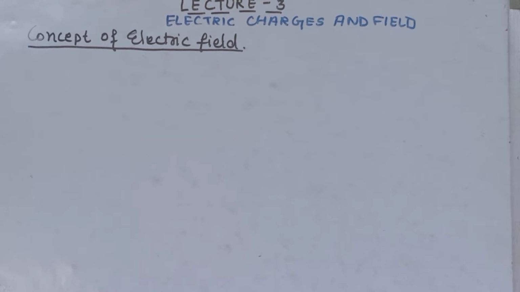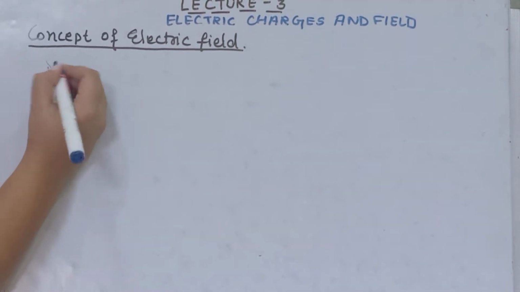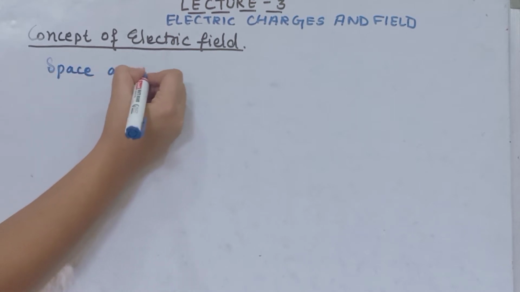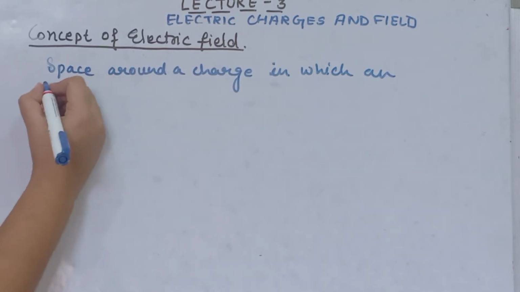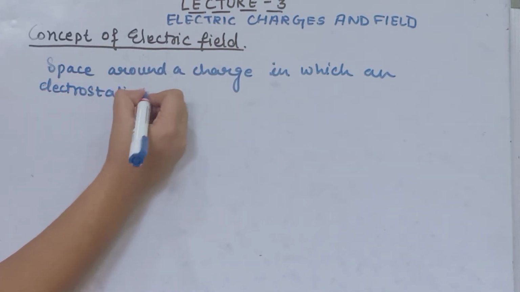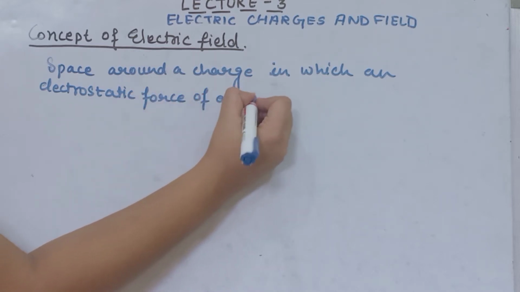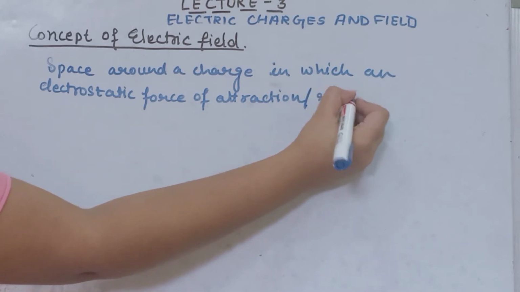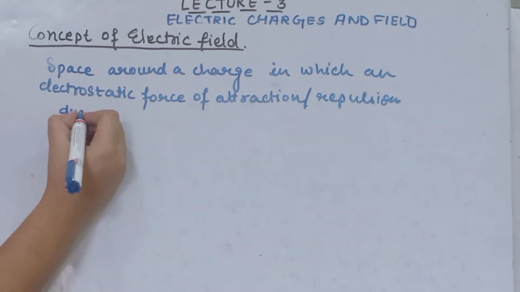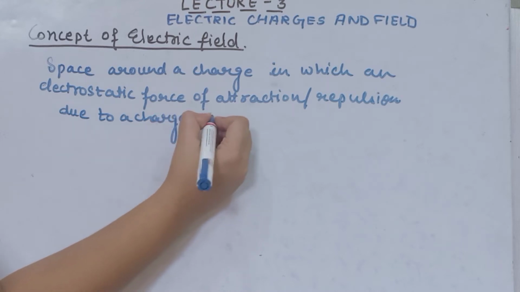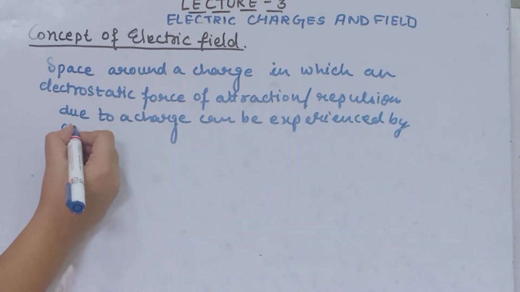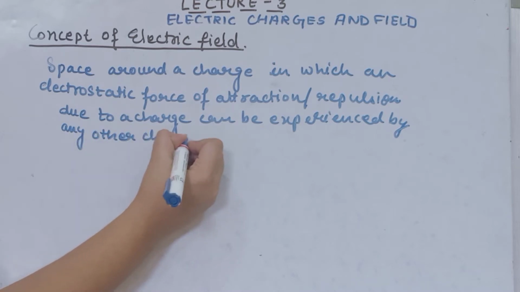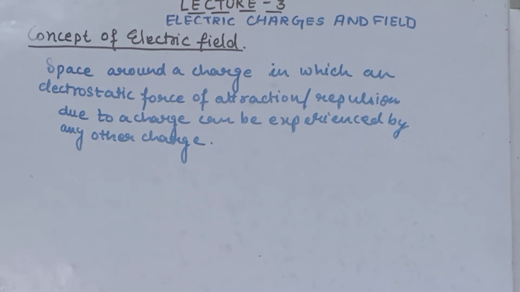Okay, so let's start with the very first topic of today's lecture, that is the concept of electric field. So electric field is just a space around the charge in which an electrostatic force of attraction or repulsion due to a charge can be experienced by any other charge. So this is the definition of an electric field.